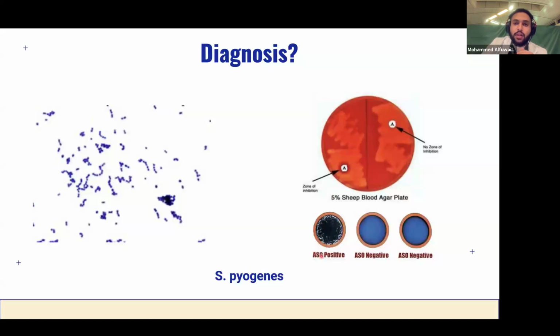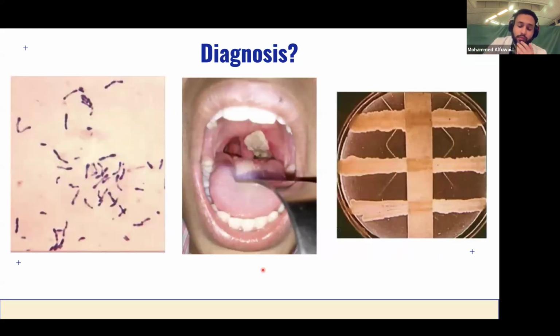Then we have other tests you can do, such as anti-streptolysin O, which will tell you that this patient has a previous infection or one of the complications. That's Strep pyogenes. Now over here, you have a patient coming to you with this thick membrane over the pharynx and the tonsils. What is this diagnosis?